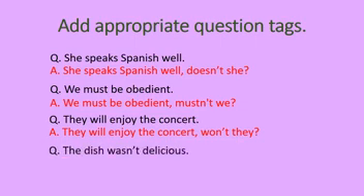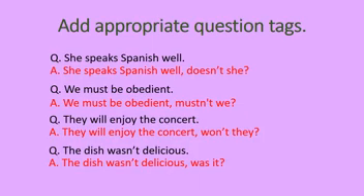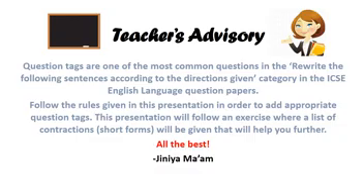Next question, the dish wasn't delicious. This statement is negative, so we have to use a positive question tag. The answer will be the dish wasn't delicious, was it? Again, we do not write the dish wasn't delicious, was the dish? That's incorrect. So it is the suitable pronoun which goes with the dish. The dish wasn't delicious, was it?